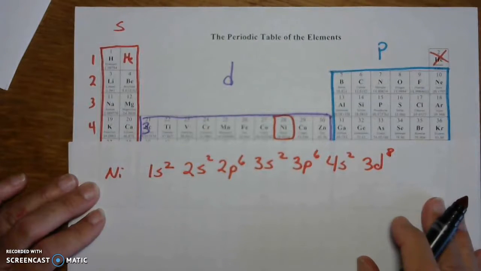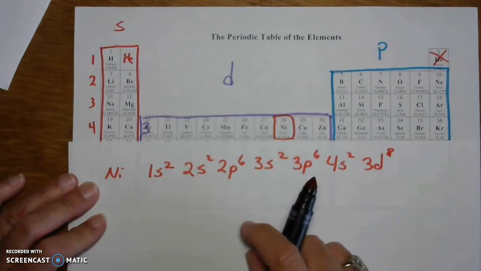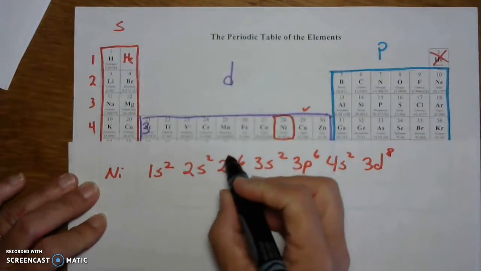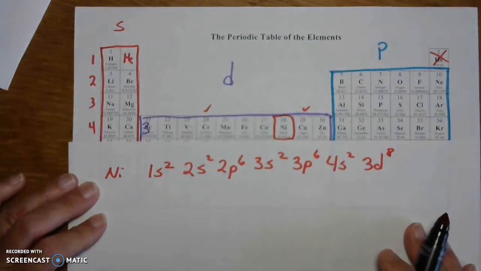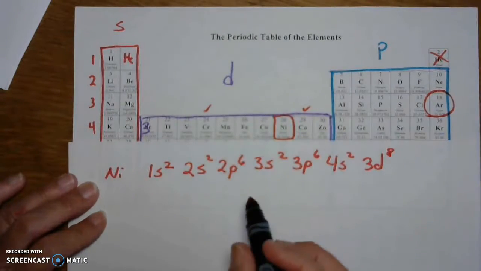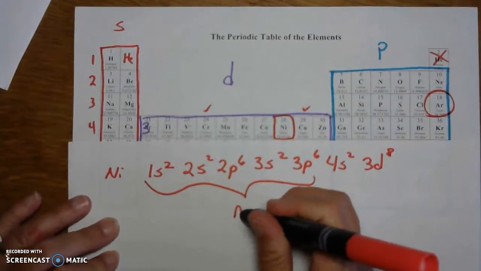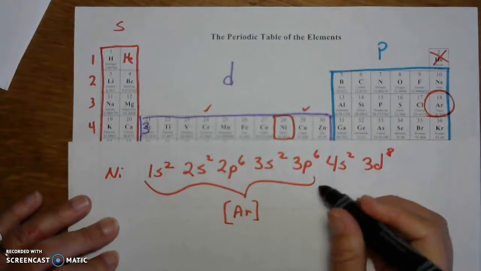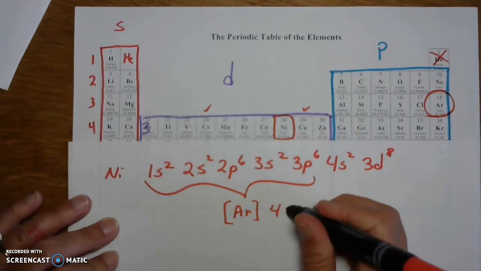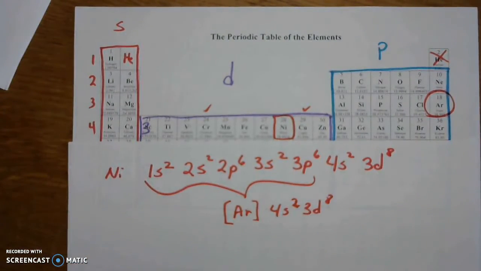Now, there are a couple exceptions on this row, but I'm not going to hold you accountable for them. Copper and chromium, wherever it is, both don't follow the rules. But we'll only worry about the ones that follow the rules. Now, if we want to write the abbreviated, we'll go back to argon, and we'll say that all of this is the same as argon. And then we'll just have to write the 4s2 3d8. That does make it easier. Okay.